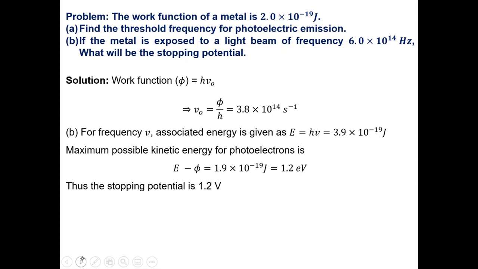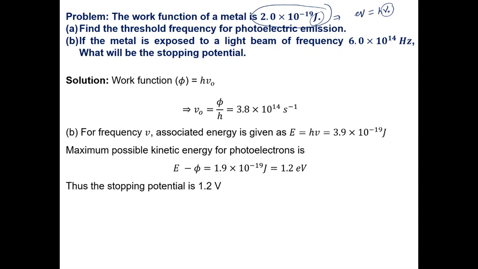Okay, let's move to the next problem. You have the work function of the metal given, and you see this is given in joule. Now you have to find the threshold frequency for photoelectric emission. From this work function we have to find the energy in electron volt, and we know this is nothing but h nu, or in this case h nu naught, and this nu naught is the threshold frequency. So if we convert this from joule to electron volt and divide by Planck constant, we get the threshold frequency.